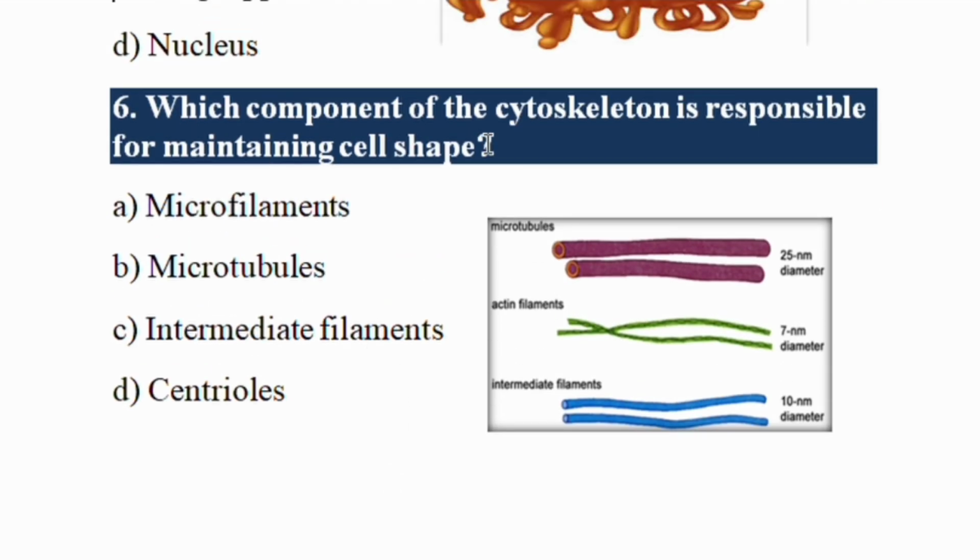Which component of the cytoskeleton is responsible for maintaining the cell shape? Basically, the microtubules are involved in maintaining the cell shape.